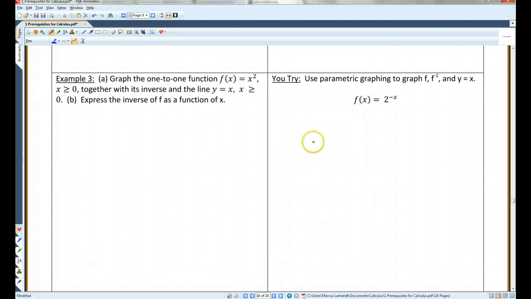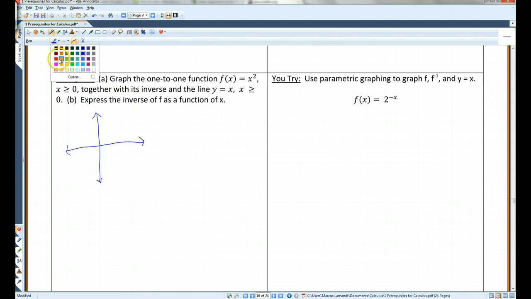Alright, example 3. Graph the one-to-one function f of x equals x squared for x is greater than 0. Okay. It's important that they mention that because the graph of x squared, the whole thing, is actually not one-to-one. It looks like this, and obviously if you did the horizontal line test, it would intersect twice. But they're telling us they're just taking the positive part, when x is greater than 0. Okay? Its inverse, okay, and the line y equals x.